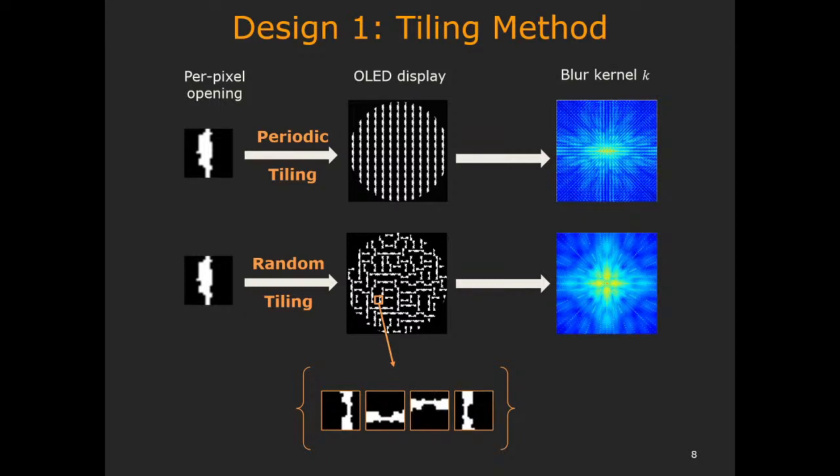For a directional per-pixel opening, periodic tiling induces a directional blur kernel. This blur kernel is compact in the vertical direction and very flat in the horizontal direction, meaning that horizontal features will be extremely hard to recover. For the same directional pattern, random tiling produces a blur kernel that is equally invertible in both directions. We provide a theoretical derivation for the expected blur kernel and its effect in the paper. On the whole, random tiling improves the invertibility of the resulting blur kernel.